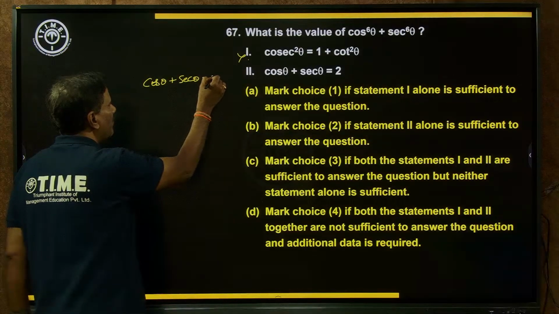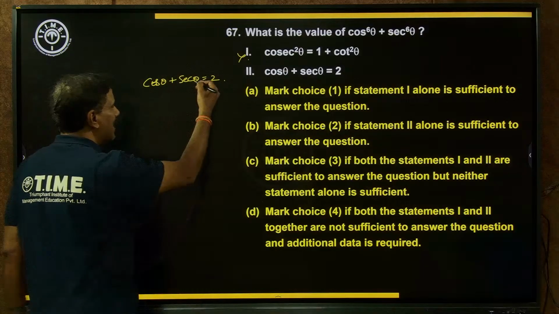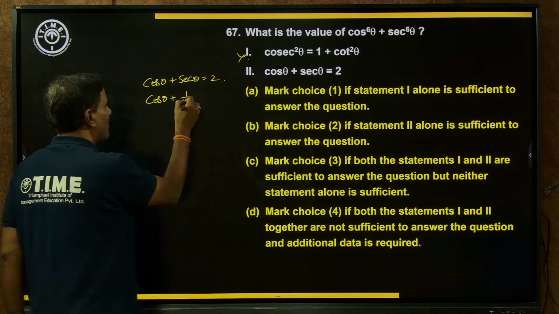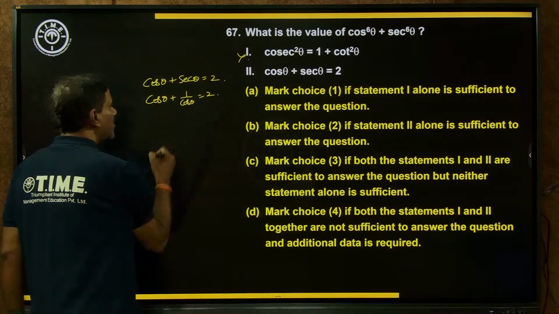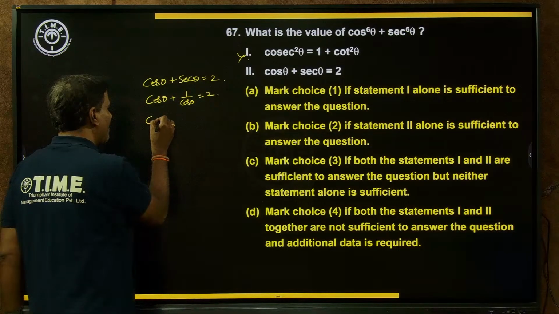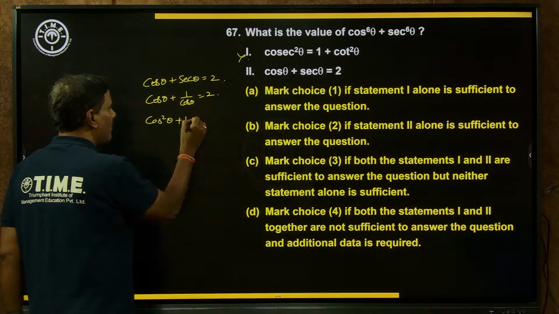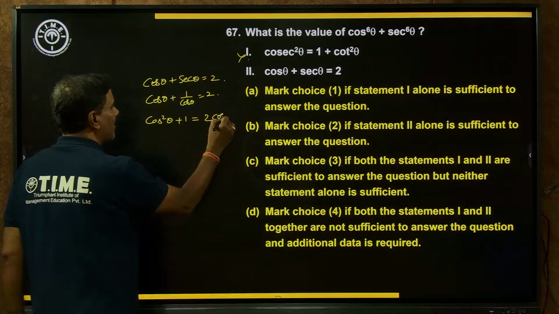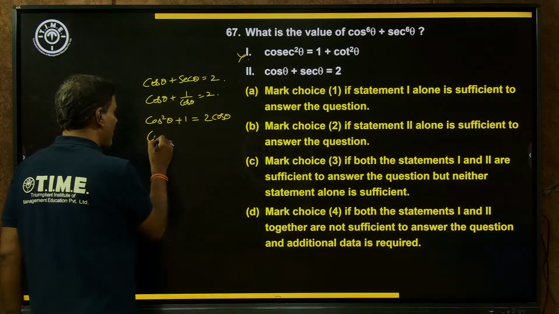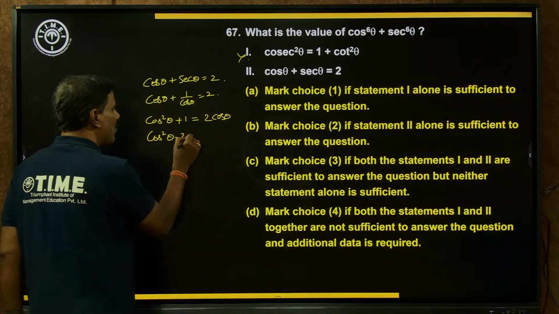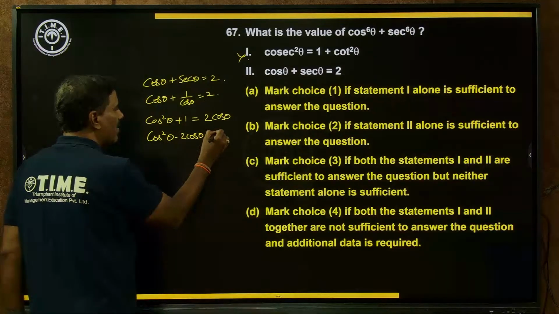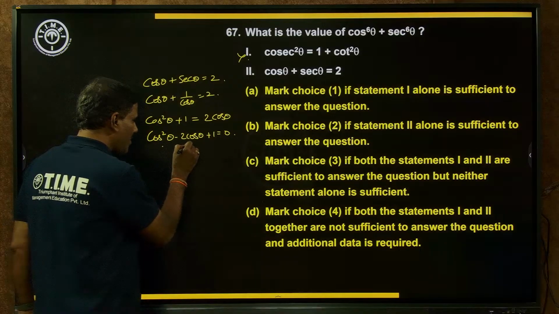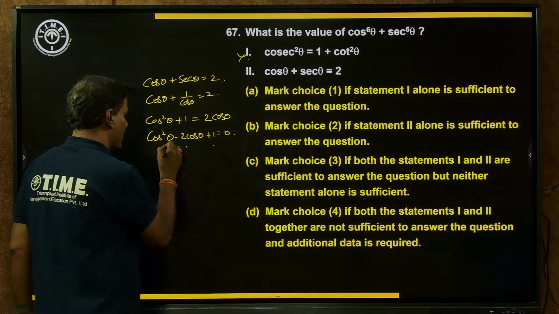But we know from our trigonometry basics, secant theta is nothing but 1 by cos theta. So cos theta plus 1 by cos theta is equal to 2. So in other words, cos square theta plus 1 by cos theta is the LCM. If you bring that cos theta this side, it will become 2 cos theta. We will be having cos square theta minus 2 cos theta plus 1 is equal to 0. This is in the form of a square minus 2ab plus b square is equal to 0.